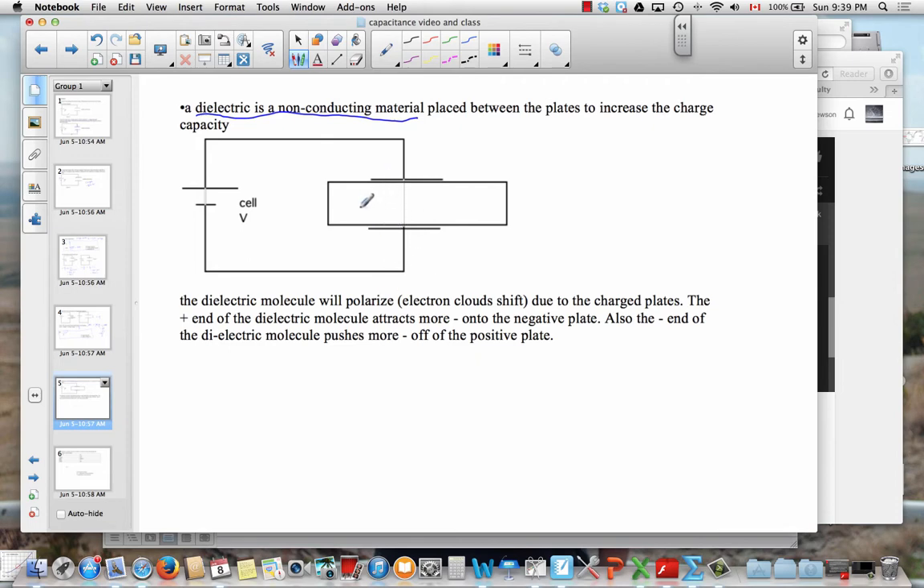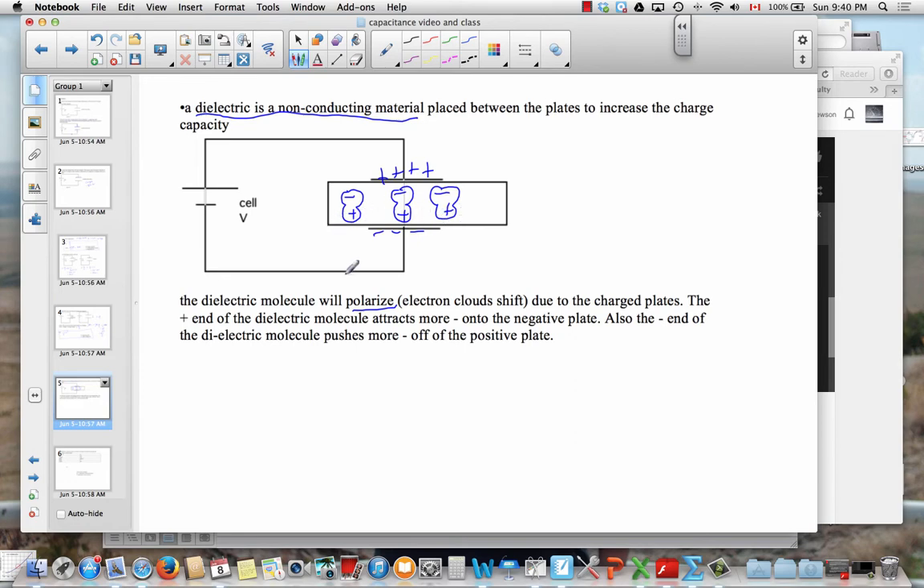But even if it doesn't have free electrons and doesn't conduct, if this plate starts to build up negative charge and this plate positive charge, you will polarize the molecules in the dielectric. That means that the electron clouds in the dielectric molecule will move a little bit to this side and leave the other part of the dielectric molecule a little bit positive. So this shifting of the electron clouds, what it really does is you've now got essentially a little bit more positive charge down here than you had before.